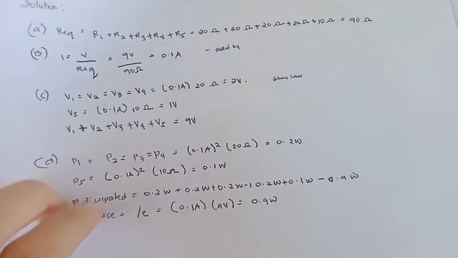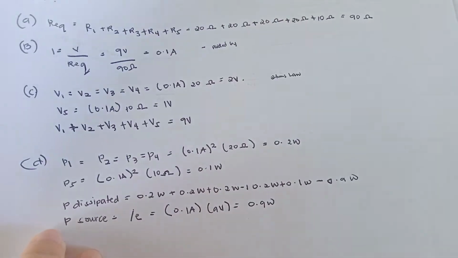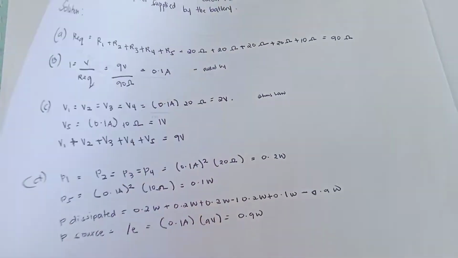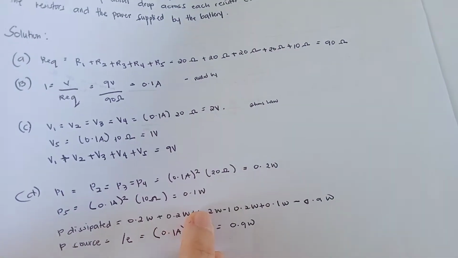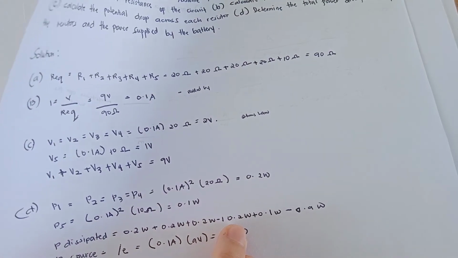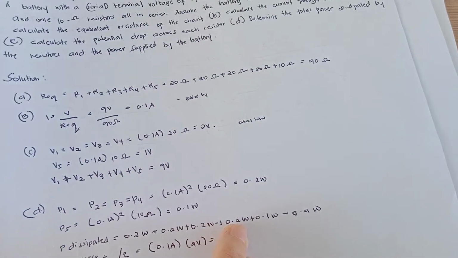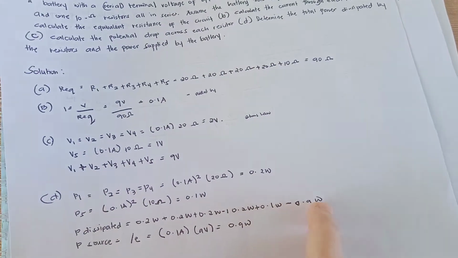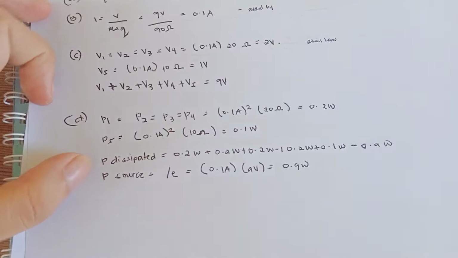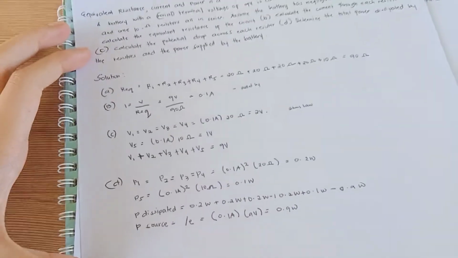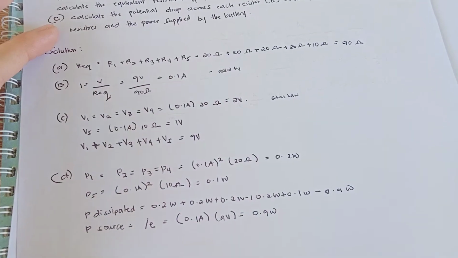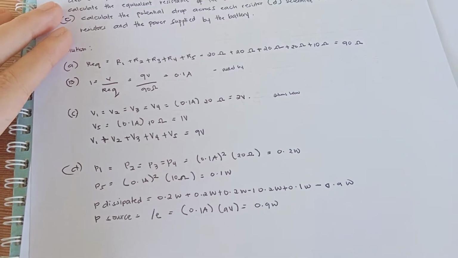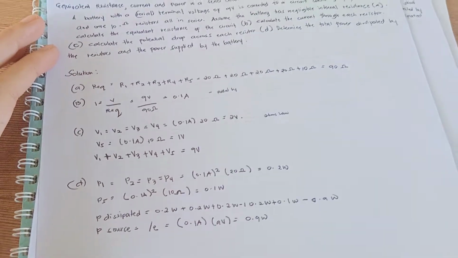So the total P dissipated is 0.2W plus 0.2W plus 0.2W plus 0.2W plus 0.1W, which equals 0.9W. And the P source is I times E, which equals 0.1A times 9V, which equals 0.9W.